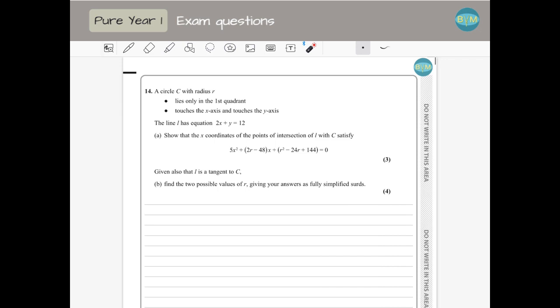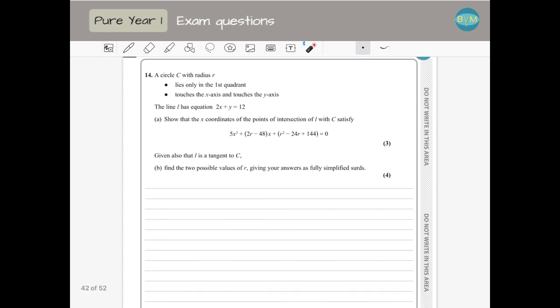Hello, this is question 14 on your November 2020 paper 2 from Edexcel, and it's a circle question. You have to think about it, but it's not difficult. A circle C with radius r lies only in the first quadrant and touches the x-axis and the y-axis. So we have something like this.